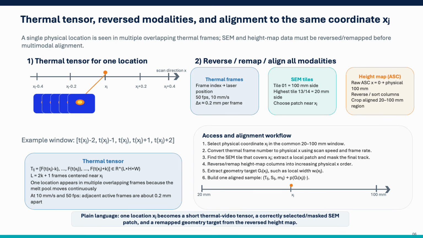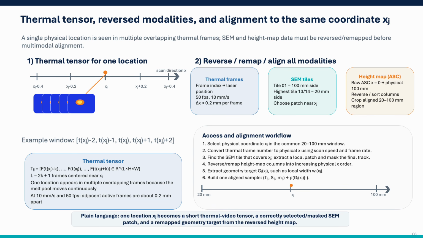Before defining the final input-output pair, it is important to understand how one physical location is represented across the three modalities. Let us consider a specific coordinate x_j along the scan direction. Because the melt pool is moving continuously, that location does not appear in only one thermal frame. Instead, it is visible in several neighboring frames as the melt pool approaches, passes over, or moves away from x_j. We therefore represent the thermal input as a short video tensor, referred to as T_ij, containing 2k plus 1 frames, centered around the time associated with that location.